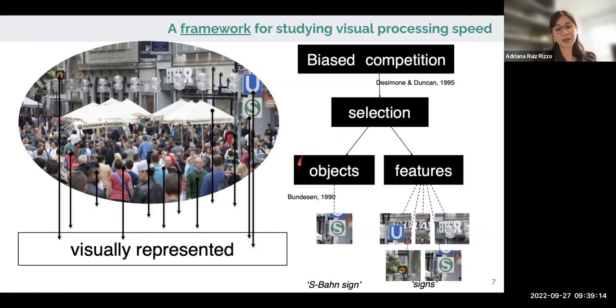And so selection can be directed towards particular objects or to particular features. In this image here of the city center of Munich, for example, if we're looking to take the suburban train, we will be looking for a particular sign, this S sign. Or if we wanted to find a restaurant or a particular store, then we will be attending to different signs. In this case, this will be the category signs or these features. Visual processing speed in particular refers to the selection of features, so this aspect of attention.